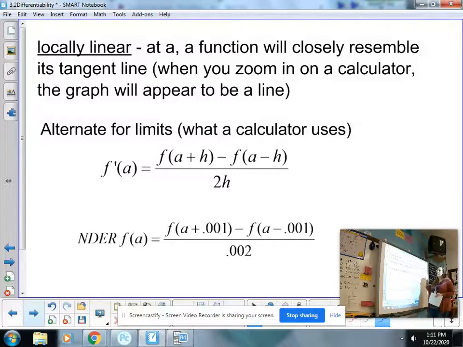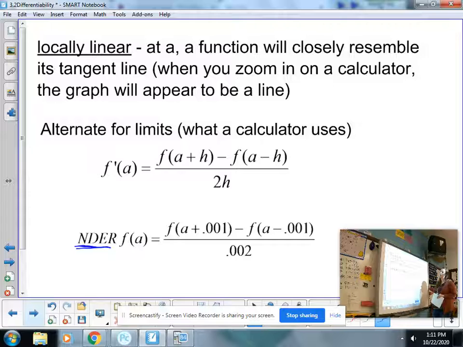So if a was 4, I would find f of 4.001 minus f of 3.999. So you're going on each side of 4, just a tiny bit greater, just a tiny bit less, and then you would divide by double each. And the value that you get there, this nderiv, this is the numerical derivative. Numerical derivative is what we call nderiv.